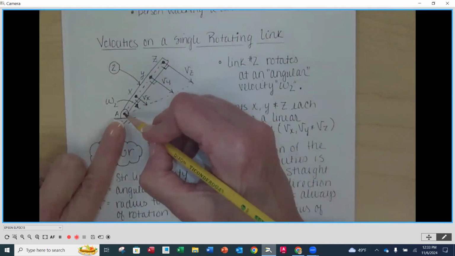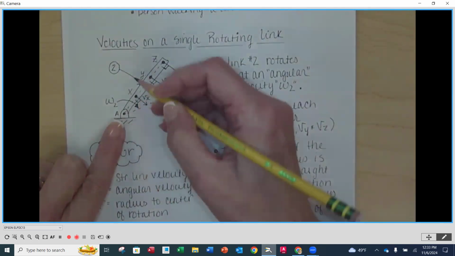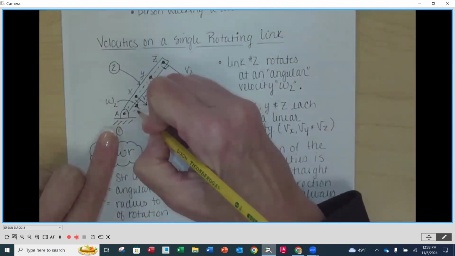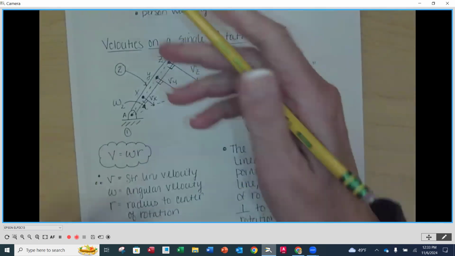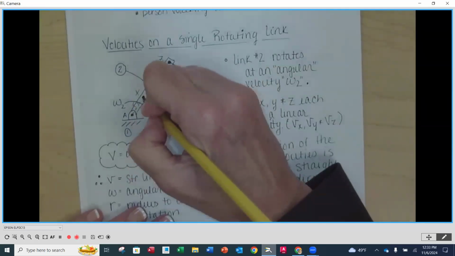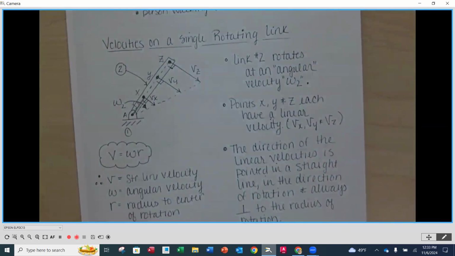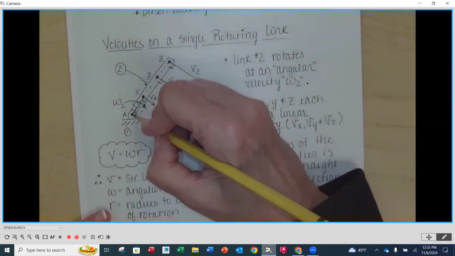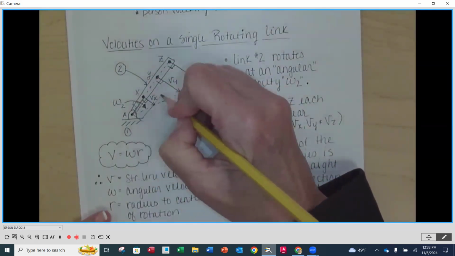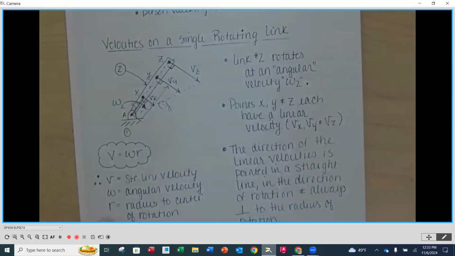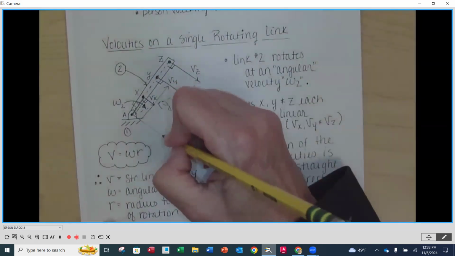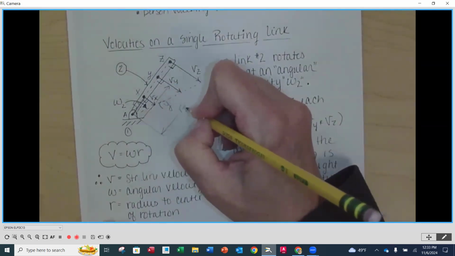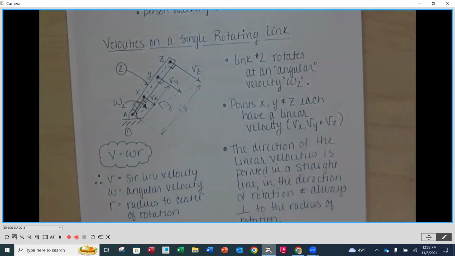So the distance from the center of rotation to point X would be lowercase r, Rx, this distance right here. The distance between the center of rotation and point X is the radius to point X. Then the radius to point Y would be to here, so this would be Ry. And then the radius to point Z would be Rz, out to here. So as that radius gets longer, our velocity is going to increase.